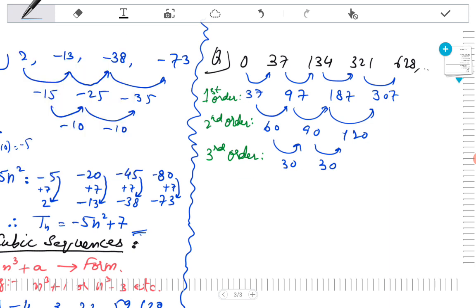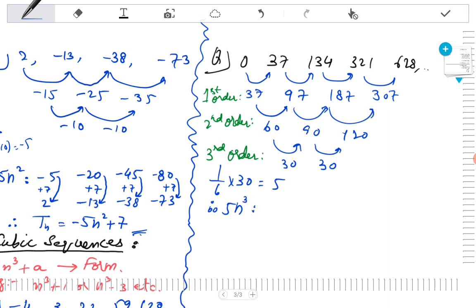Now we have the way, as I told you. We take 1/6 of this third order difference, which is 5. So the first part of the formula is 5n cubed.